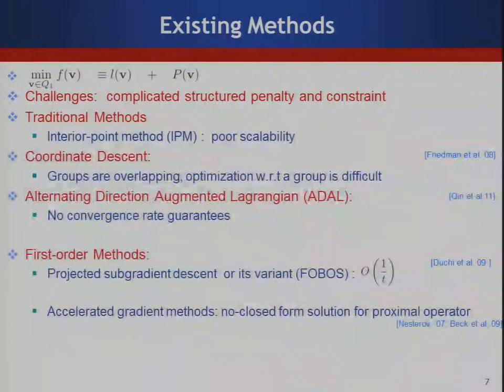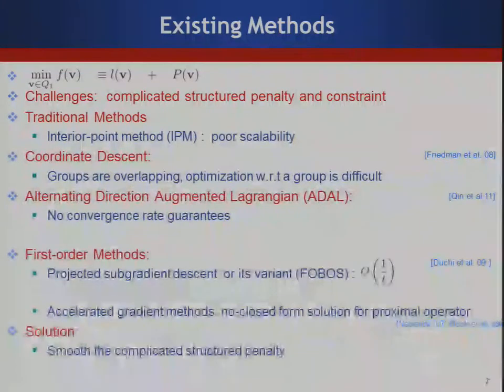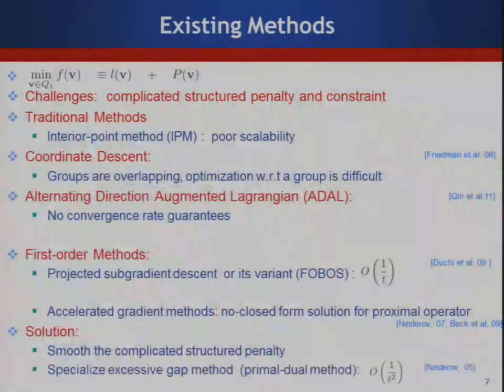You may think about other methods, like the proximal gradient method or Nesterov's method. They belong to a whole class of accelerated gradient methods. However, since you have a very complicated structure penalty, there's no closed form solution for the proximal operator, so it's not clear how to directly apply these methods. So our solution is that we first smooth this structure penalty using the Nesterov smoothing technique. And then we specialize the so-called excessive gap method. It's a primal-dual method developed by Nesterov in 2005, and it can achieve a convergence rate of 1/t squared, which is much faster than 1/t.